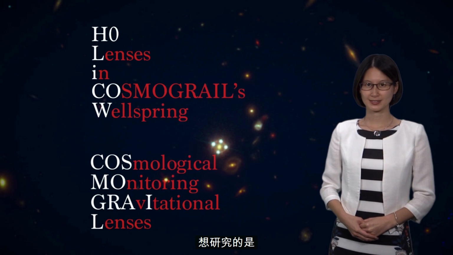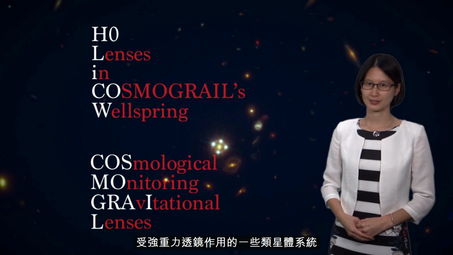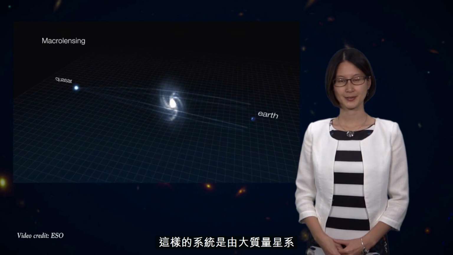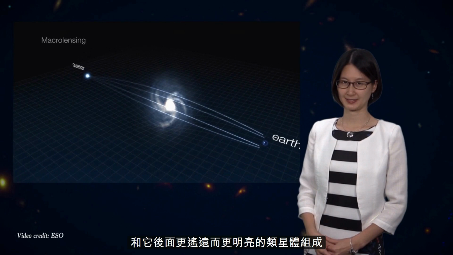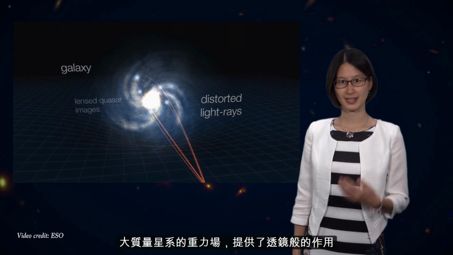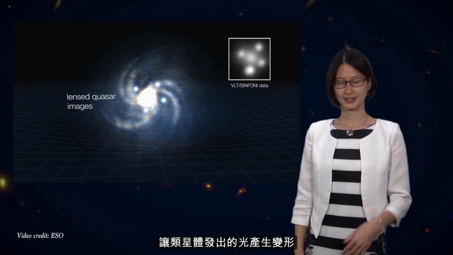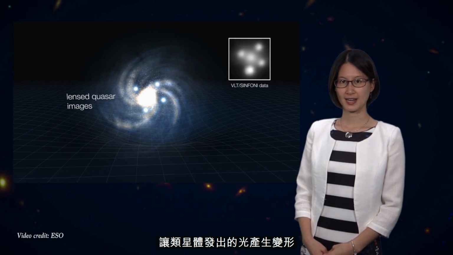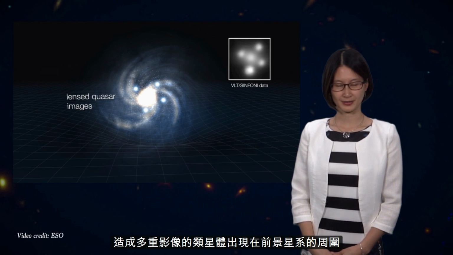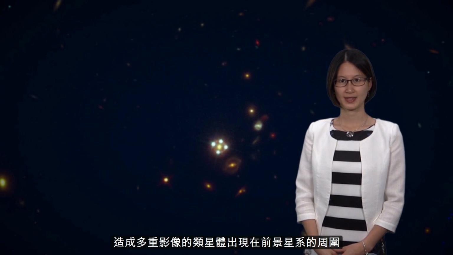To do so, we focus on systems known as strongly lensed quasars. Such a system is composed of a bright and remote quasar lying behind a massive galaxy. The gravitational field of the massive galaxy acts like a lens and distorts the light ray emitted by the quasar in such a way that multiple images of the quasar appear around the foreground lens galaxy.